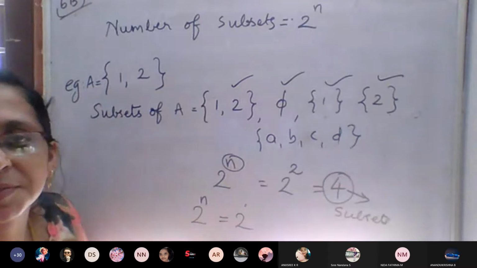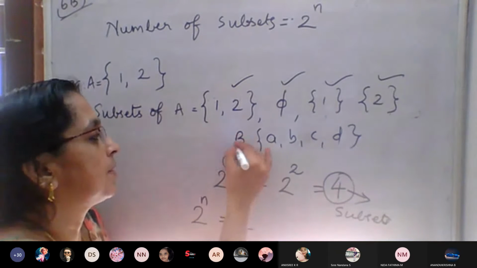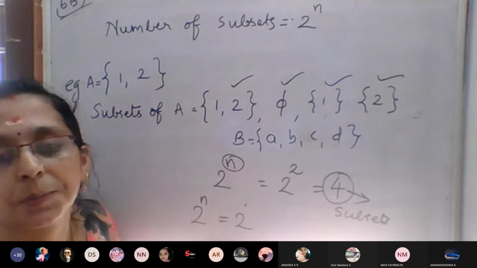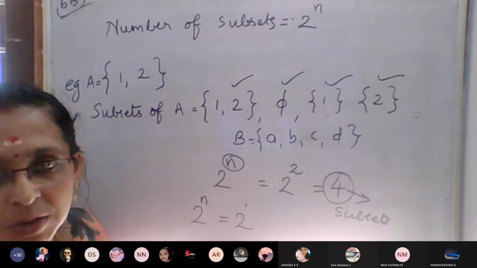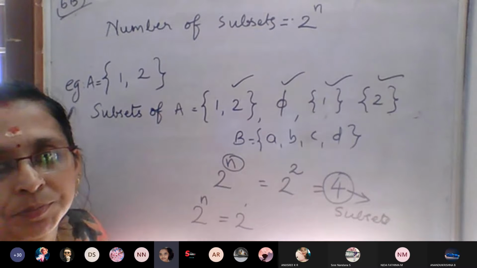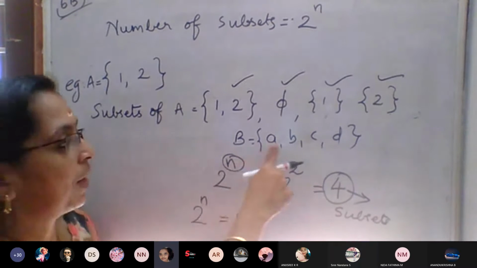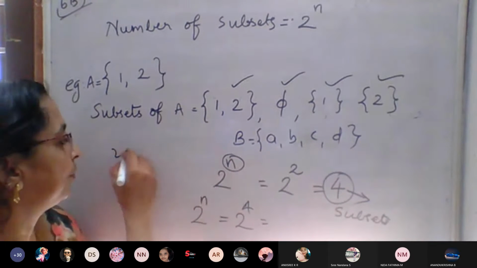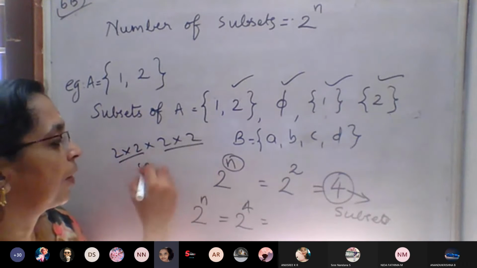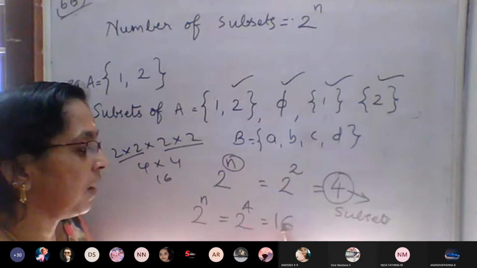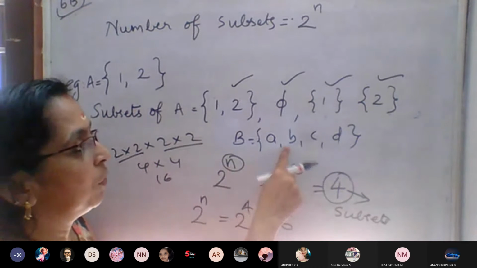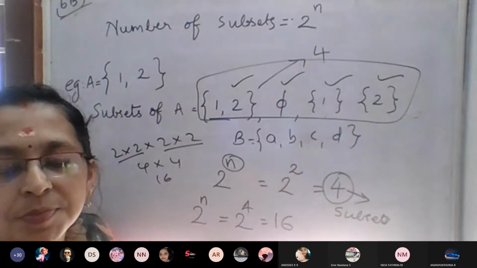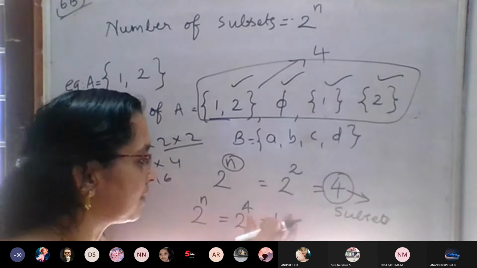Take A, B, C, D, that is better. Suppose B is the set {A, B, C, D}. We have to find the subsets of it. How many will there be? 2 raised to 4. 2 into 2 is 4, and so on, giving 16. So 16 will be there. If we do it this way, here we got only 4, so we have to get 16.